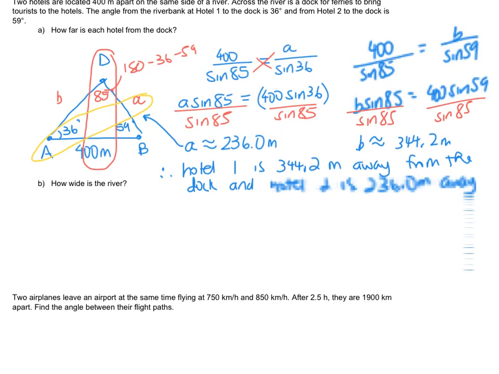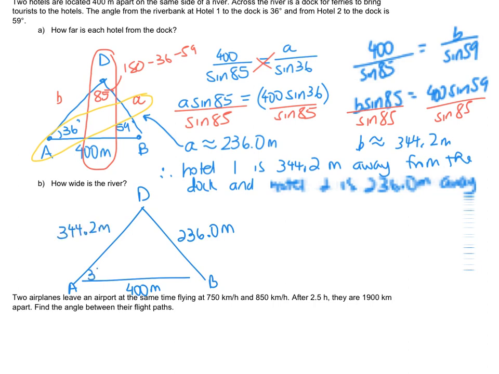Now let's move on to part B. How wide is the river? Now, I am going to redraw this triangle and label all of the new sides that we have been given. So I know that this entire length is 400. I know this is 236.0 meters, and this is 344.2 meters.